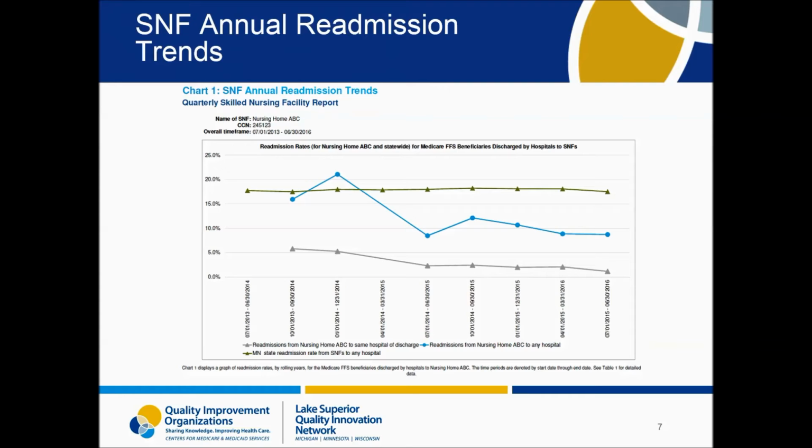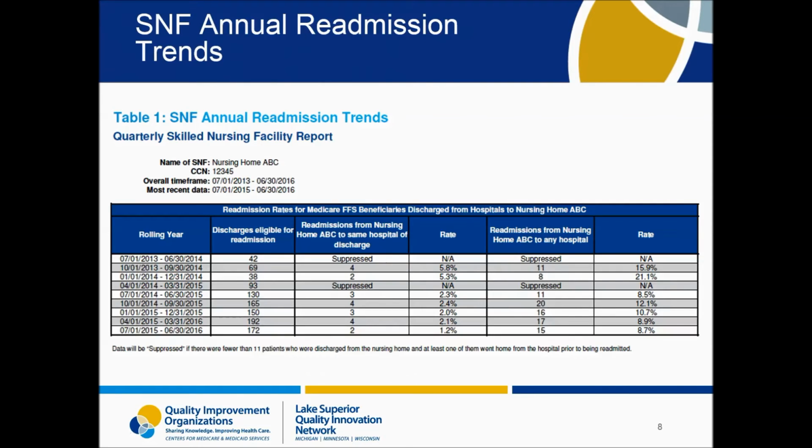Note that each time period is a year's worth of data. Every time period shifts a quarter forward but contains an entire year's worth of data. For example, the first marker is July 2013 through June 2014. The next time period shifts forward one quarter to October 2013 through September 2014, and so forth.